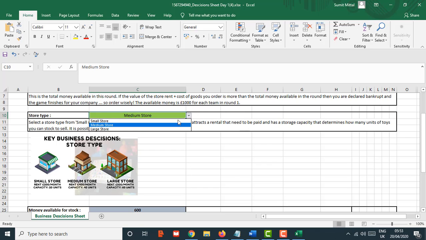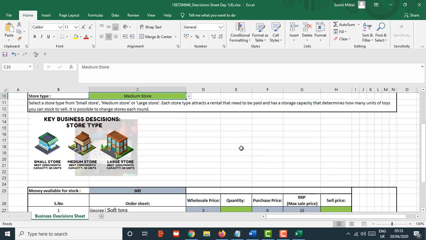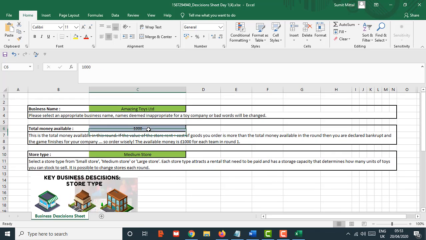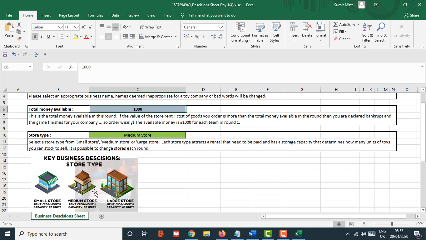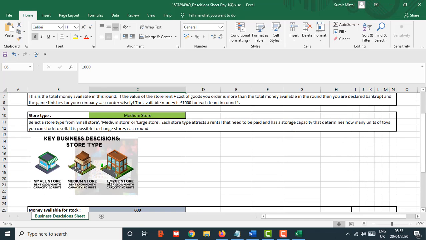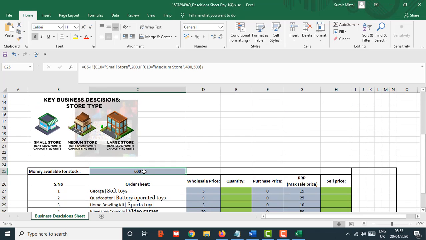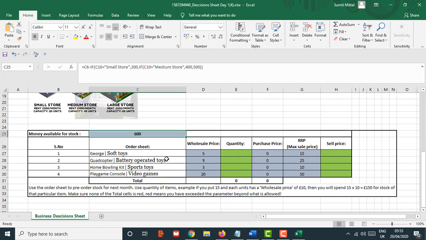Now there's a drop box which will let you choose between the three. For now, I'll let it be just a medium store. Now we had £1,000 to start, and the rent for medium store is £400, and that gives us £600 to play with in terms of buying stock. Now this will auto calculate, so you don't have to do anything here.